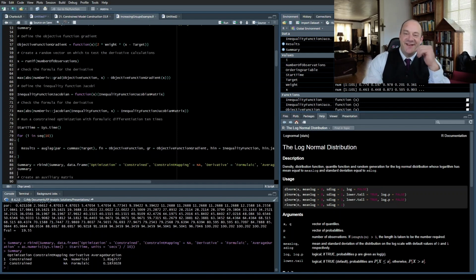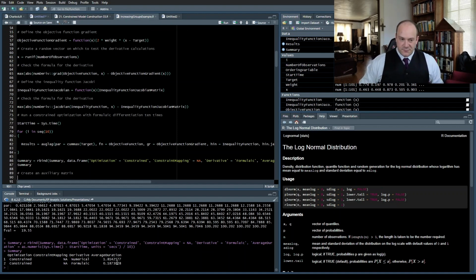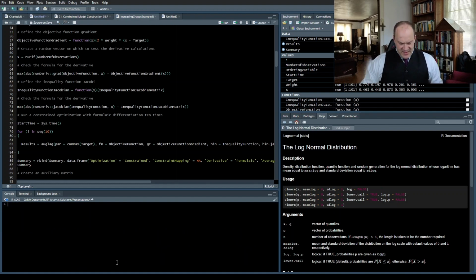And bam, look at that. We got a near tenfold difference in runtime. Previously, each of these runs of the auglag function took 1.8 seconds. By providing it with formulae for the gradient and for the Jacobian, we got that down to 0.18 seconds per run. So we've just improved the efficiency of this by 90%. So yay us.